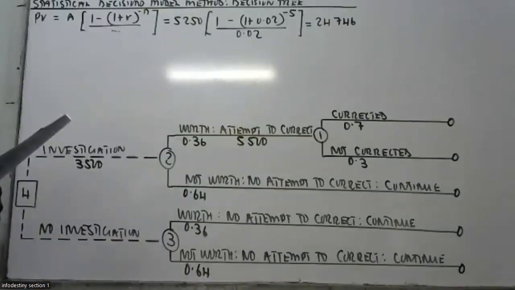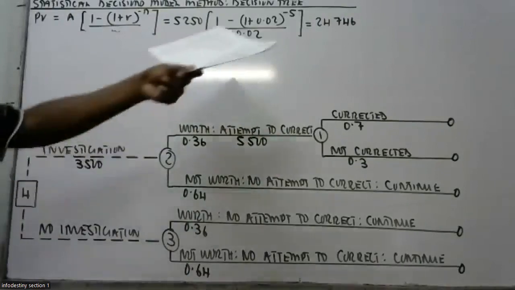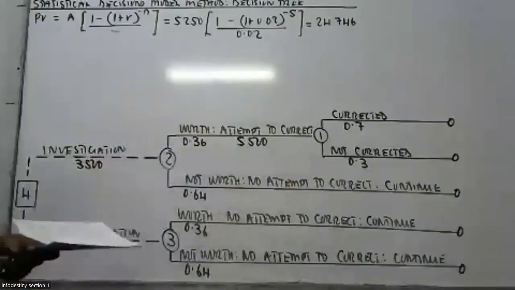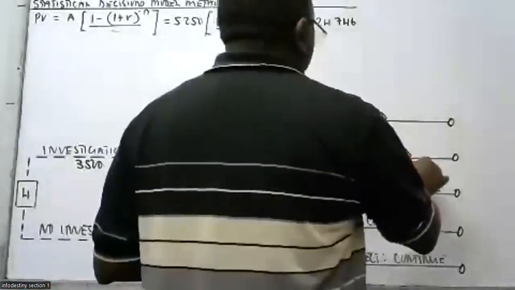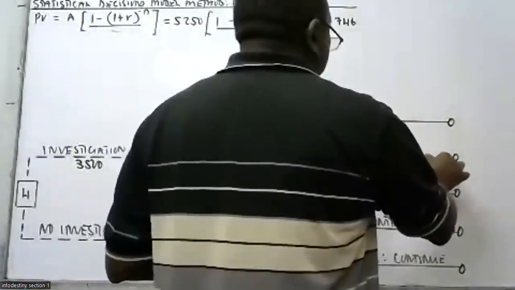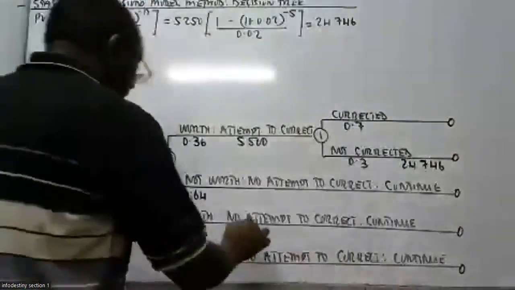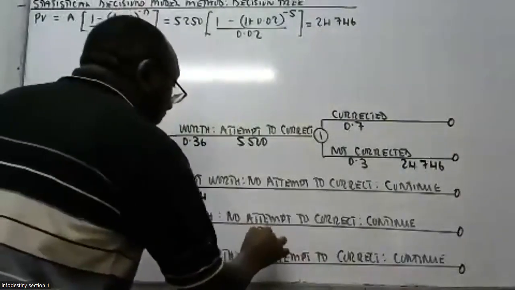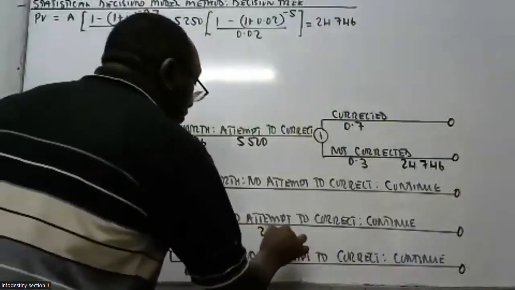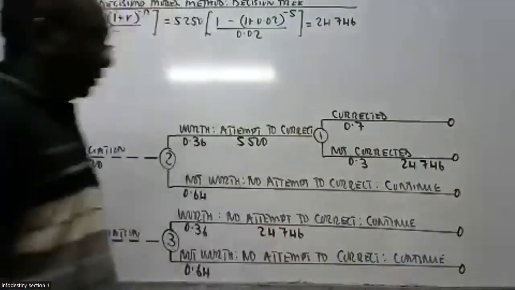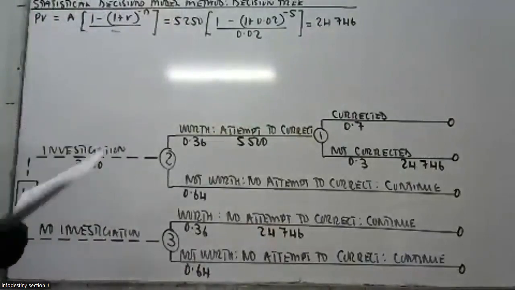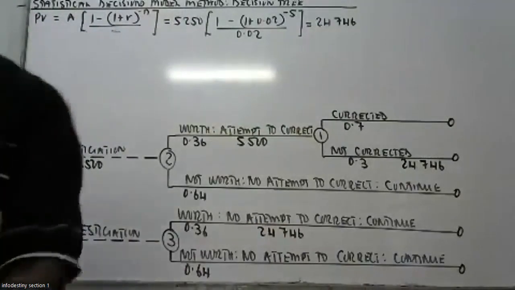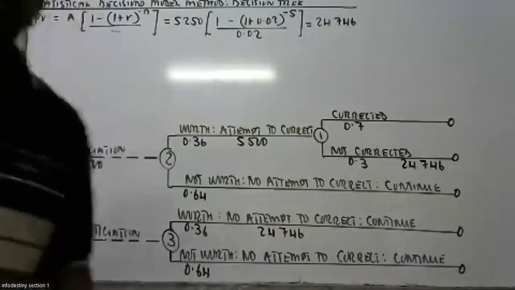The average cost of any variance not corrected is that. So that is the one we computed here. So the ones that are not corrected and they continue, the cost is 24,746. The same case here for those which are worth, 24,746. Yeah. So from there now, you compute the costs.